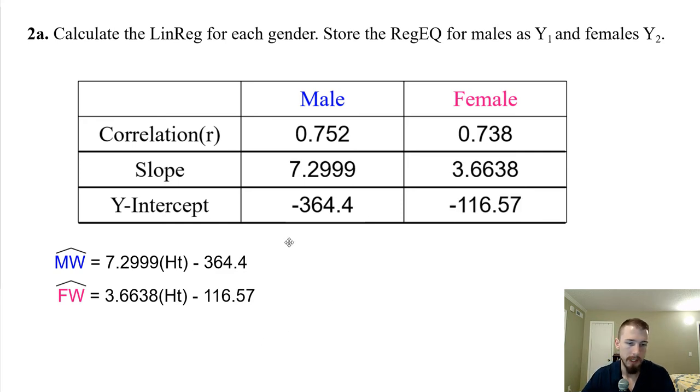So from that, we can actually form two regression models. The predicted male weight, with the hat over the top, is equal to the slope times the height, then subtracting the y-intercept. Then the predicted weight for females is going to be their slope times their height minus their y-intercept as well. So anyway, those are our two models.